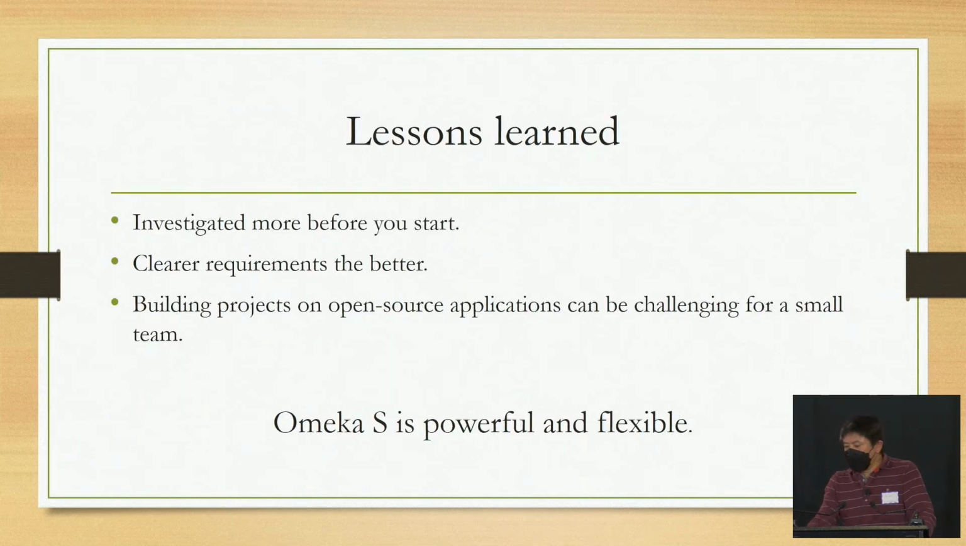In the process, there are some lessons we learned. We need to investigate more before we start. For example, the map 5,000 limit, we didn't really expect that. And we need clear requirements. The clearer the requirements, the easier it is for us to work.